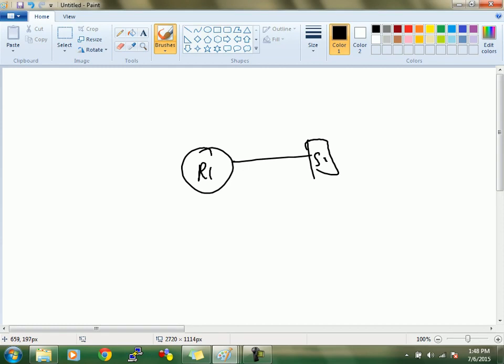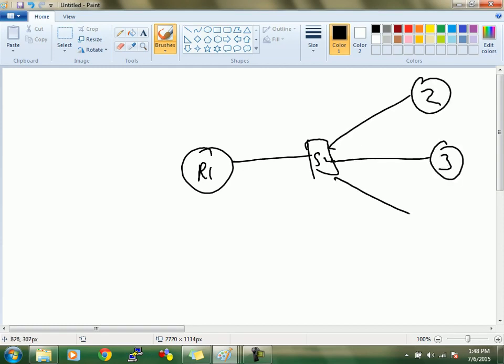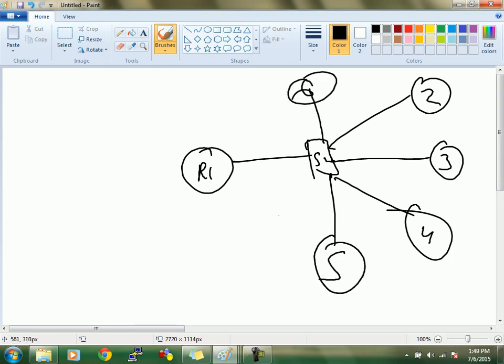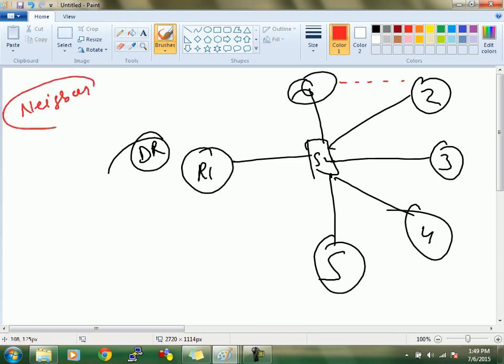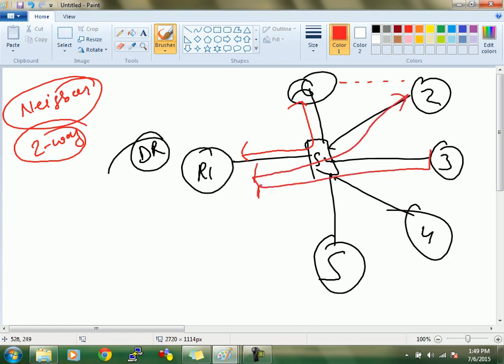R1, 2, 3, 4, 5. Fine. 6. Out of these 6 routers, one router will become DR. Now every other router will never exchange database directly. They will just become neighbors. Neighbors means they will remain in which state? Two-way. And they will form adjacency with which router? DR. They will only exchange database with DR.